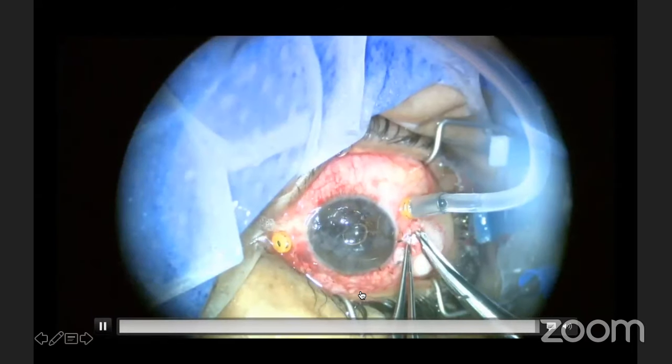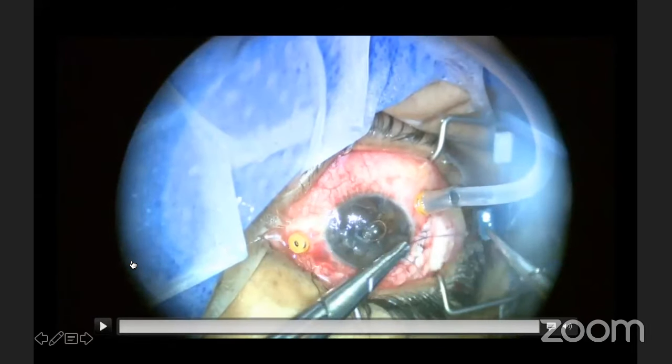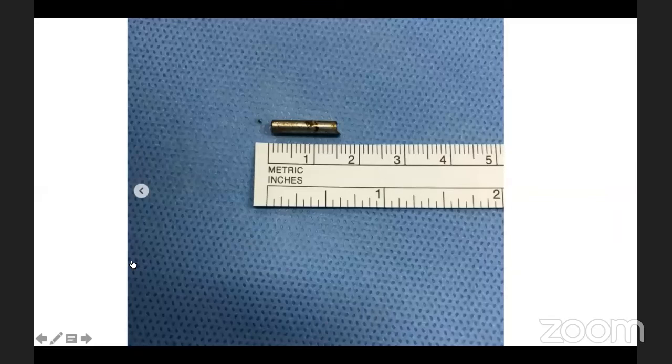But eventually we managed to flatten the retina with a large inferior retinotomy and laser the retina along with the silicone oil tamponade. And then suture the eye. This was the broken screw, part of the screwdriver that has been removed.